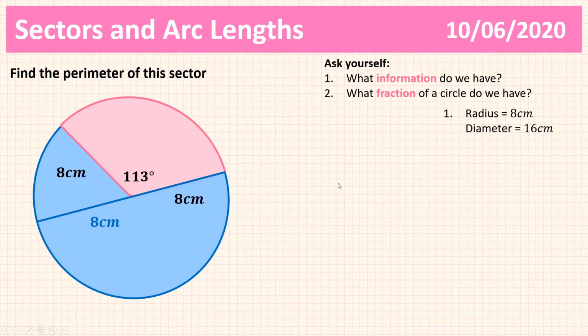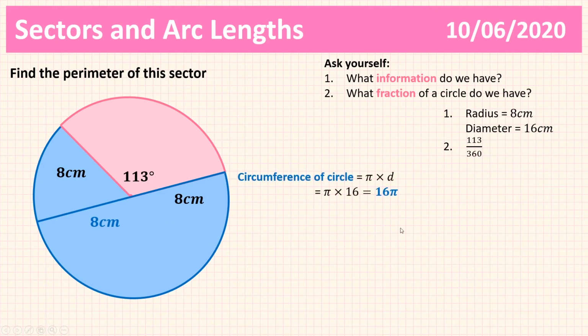And then the next thing we also know is that the fraction of a circle we're working with is 113 over 360. We cannot simplify that down any further. So now what we need to do is work out the circumference of this circle, because we're going to need that information in a second.